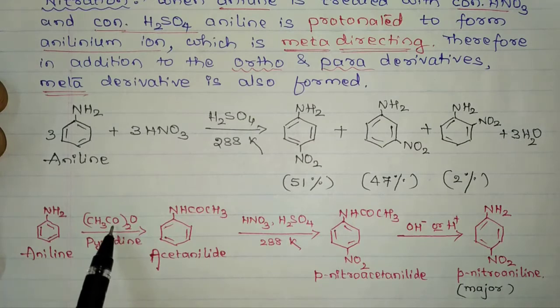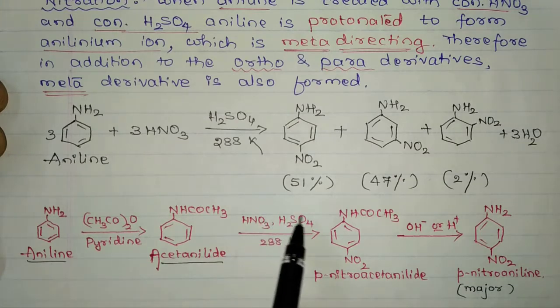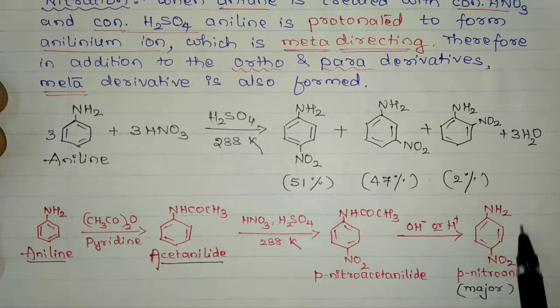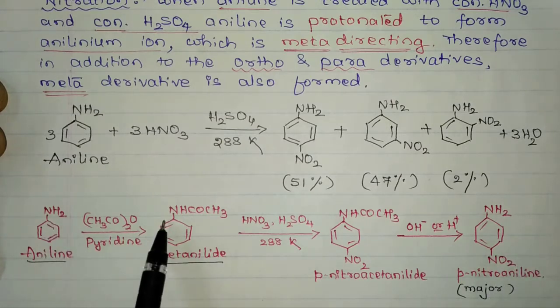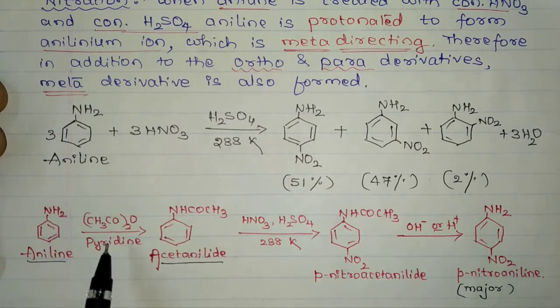Aniline, when subjected to acetylation in the presence of pyridine catalyst, gives acetanilide, which on nitration with nitrating mixture at 288 Kelvin gives para-nitroacetanilide as a major product, which on hydrolysis gives para-nitroaniline. This is how we can prepare only one type of nitro compound, nitroaniline, by protecting the NH2 group by acetylation.